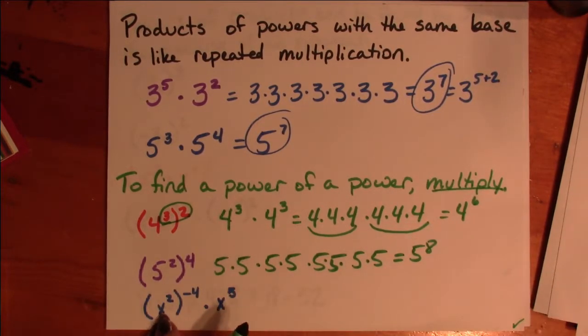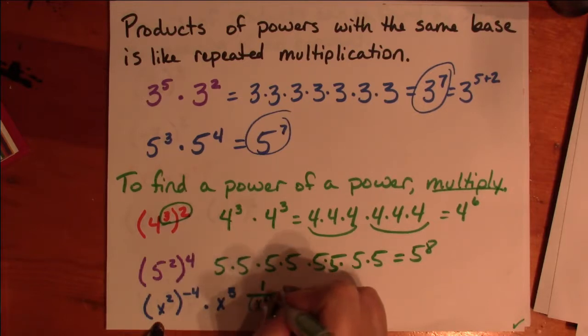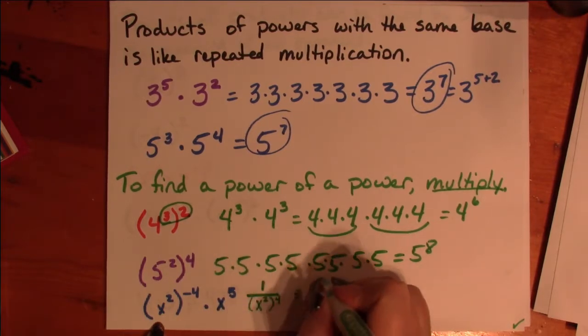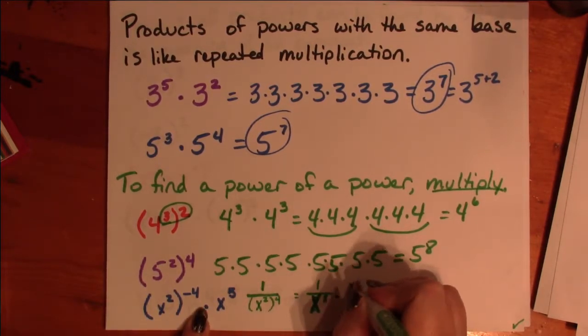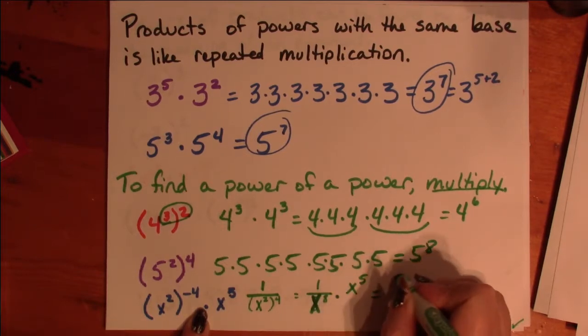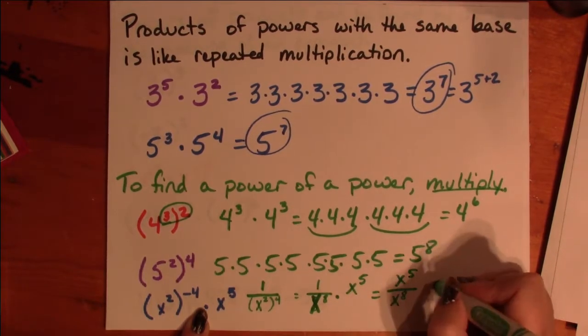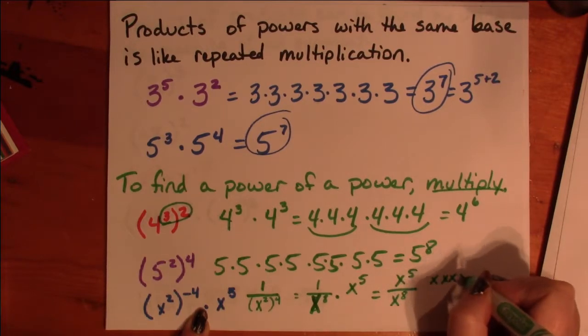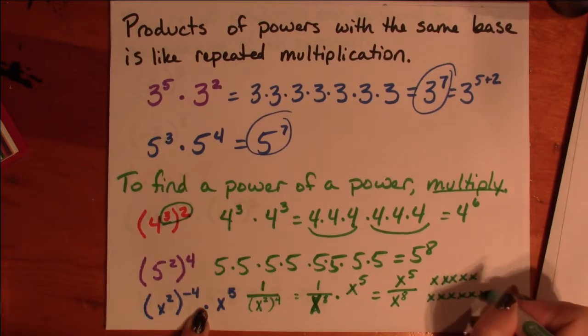Now, x squared to the negative 4th is 1 over x squared to the 4th, which is 1 over x to the 8th times x to the 5th is going to give us x5 over x8. Now, x times x, 3, 4, 5, 1, 2, 3, 4, 5, 6, 7, 8.